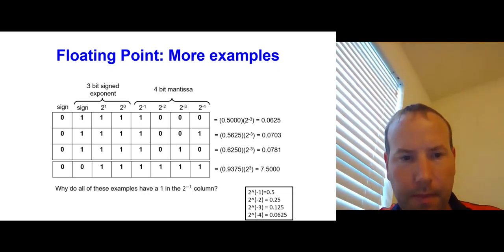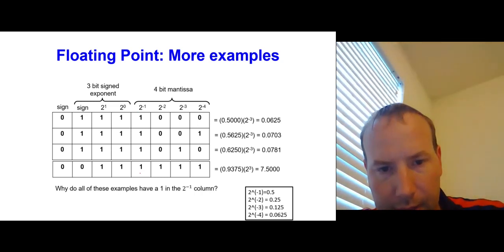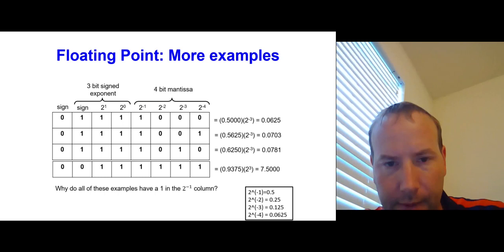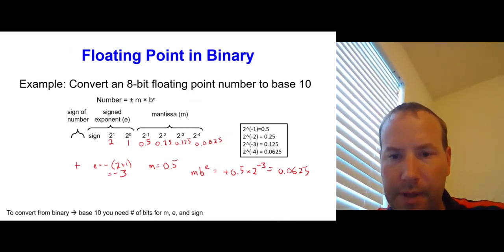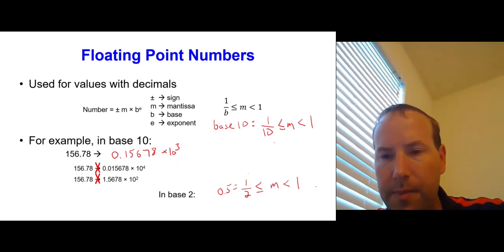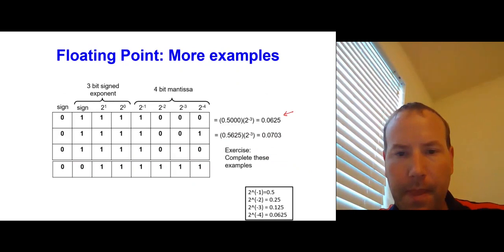So one of the questions you might ask yourself looking at this is, well, in these examples, why did we have all ones in this column right here? And that comes to the rules that we had on the previous slide, where the mantissa, in a base 2 system, has to be between 0.5 and 1. So that's a minimum.